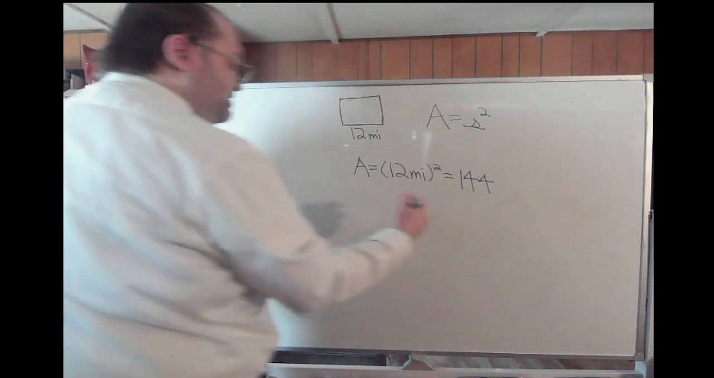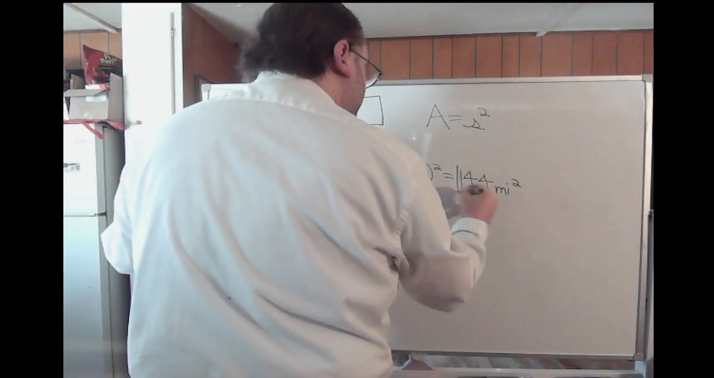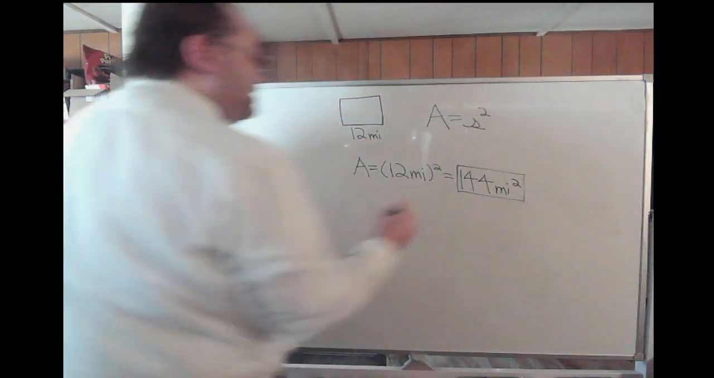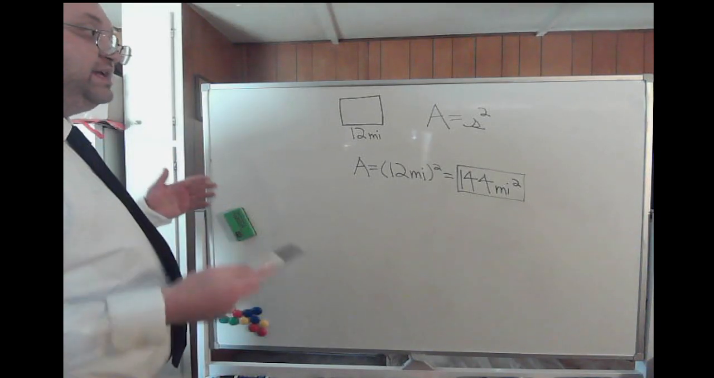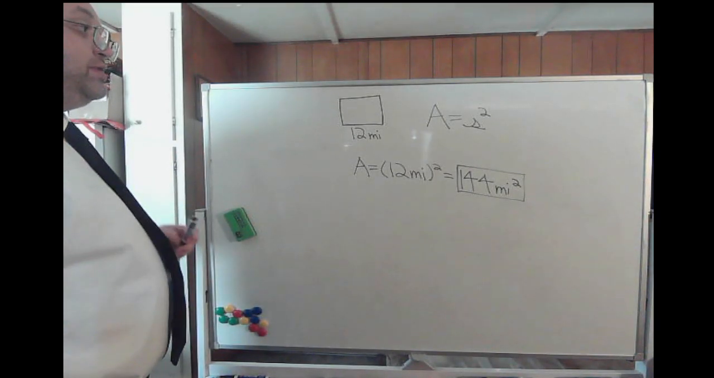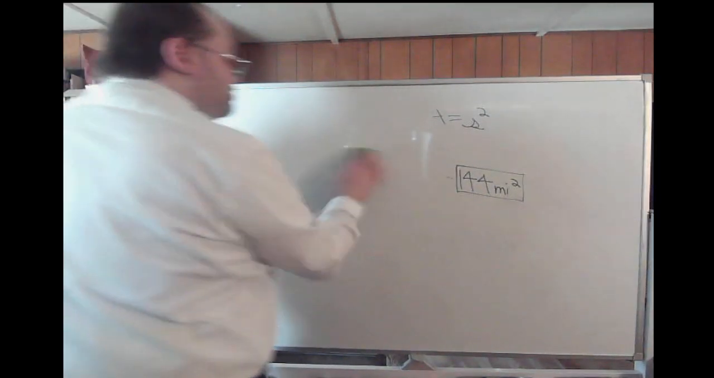The miles to the second power, that's miles to the second power. So your answer for the area of this square is 144 square miles, 144 miles squared, however you'd like to say that. And really, that's all there is to find the area of a square. Now let's go over the area of a triangle.